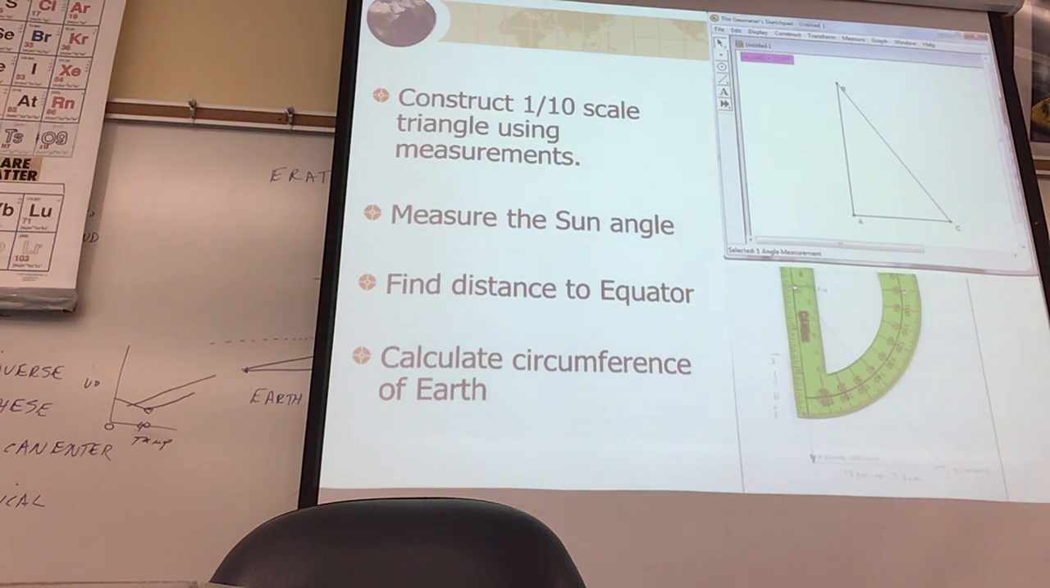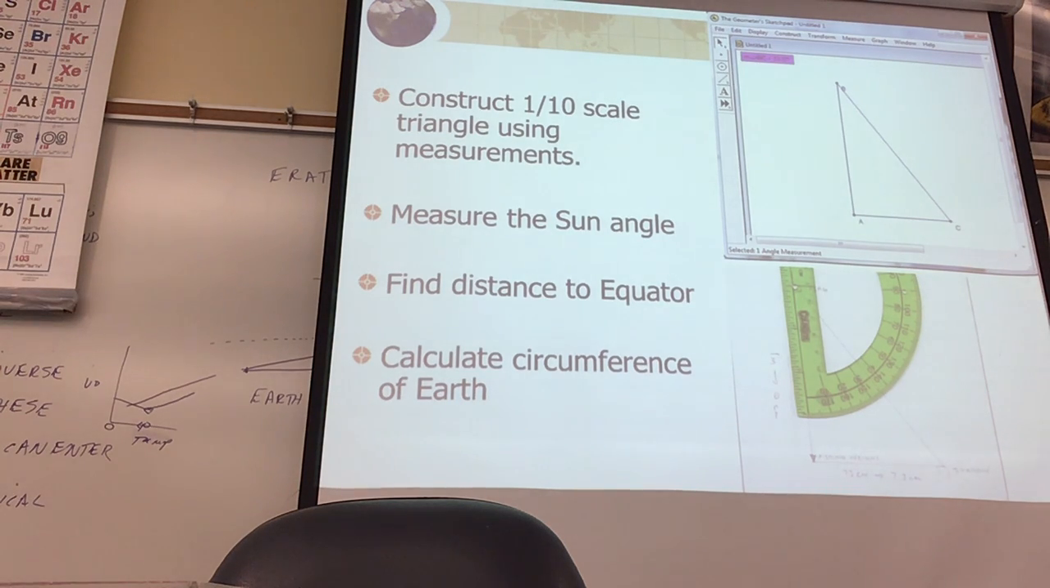Whether we use an electronic measuring and construction tool or make the construction with pencil and paper and measure with a protractor, we'll measure the upper angle of the triangle, which is the sun angle, equal to the angle between our location and the location where there is a 0 degree sun angle. We find the distance to the equator, since that's where the sun is shining directly overhead.